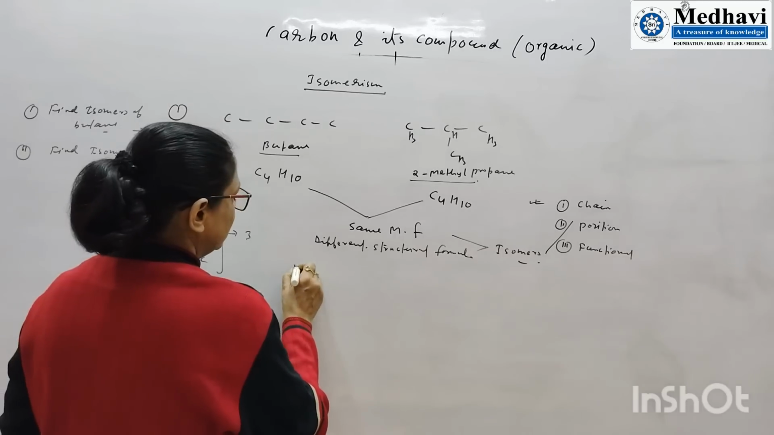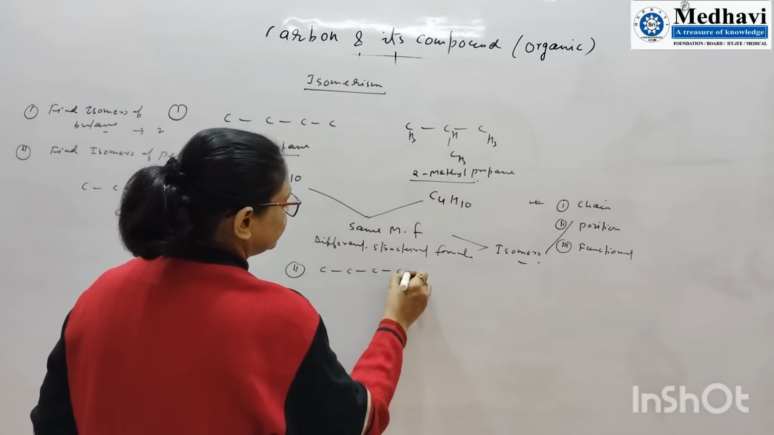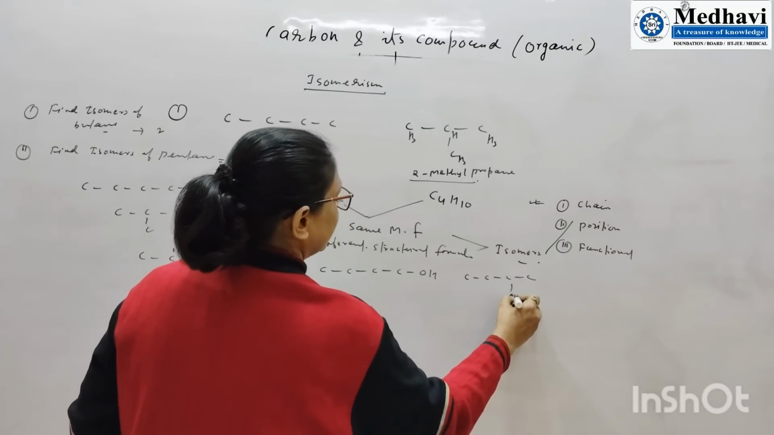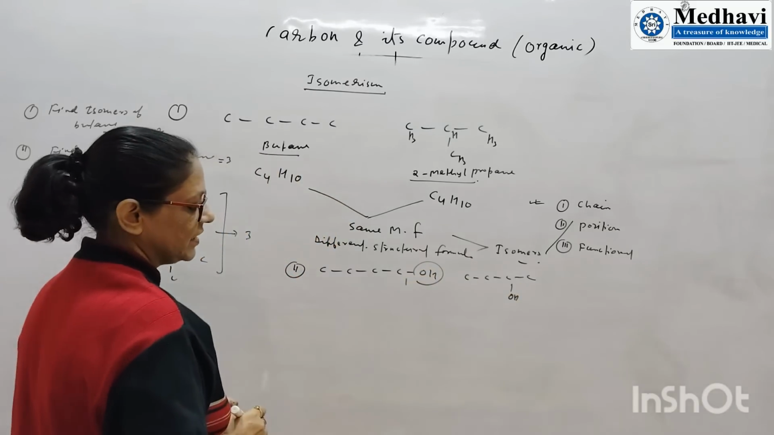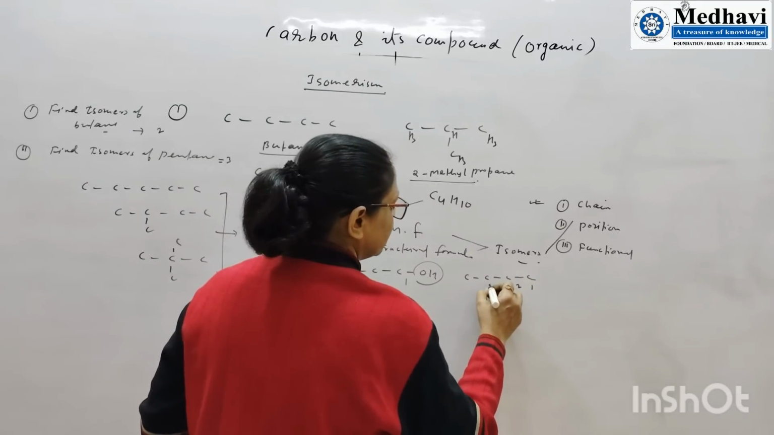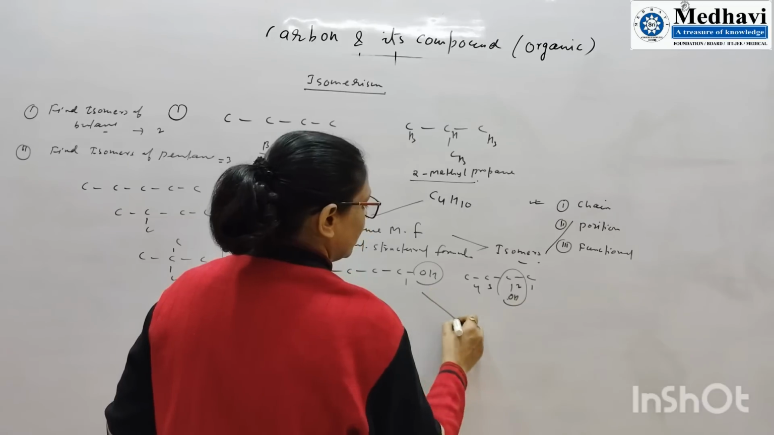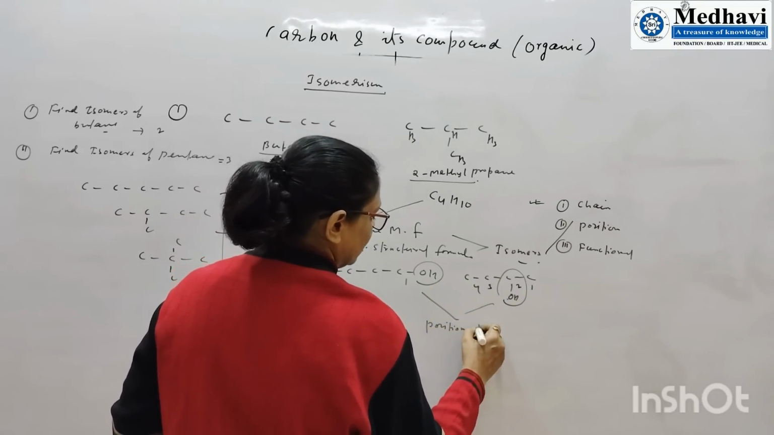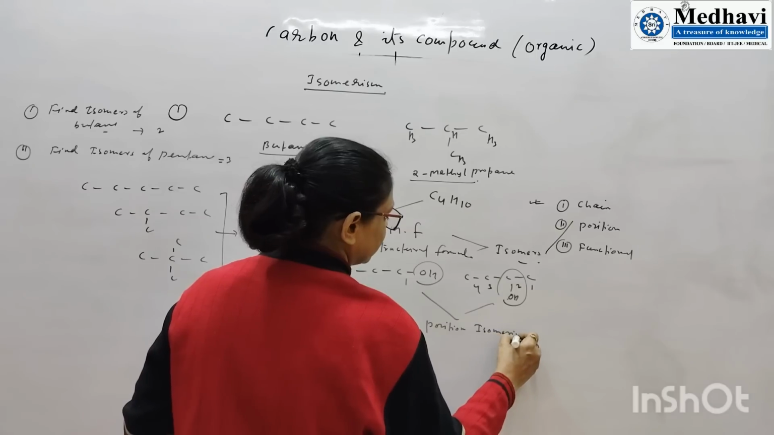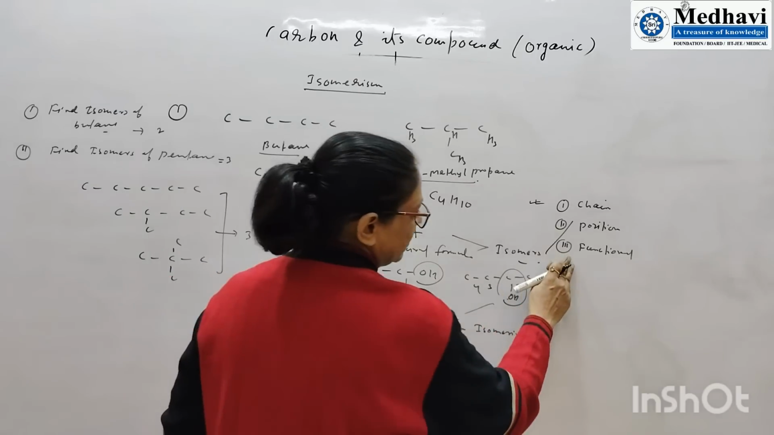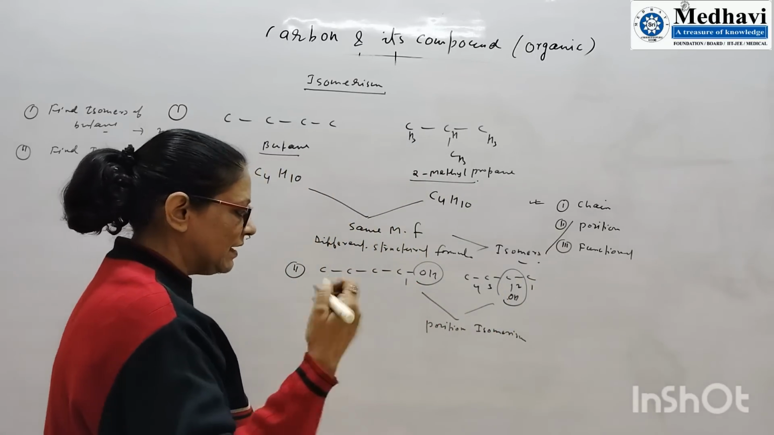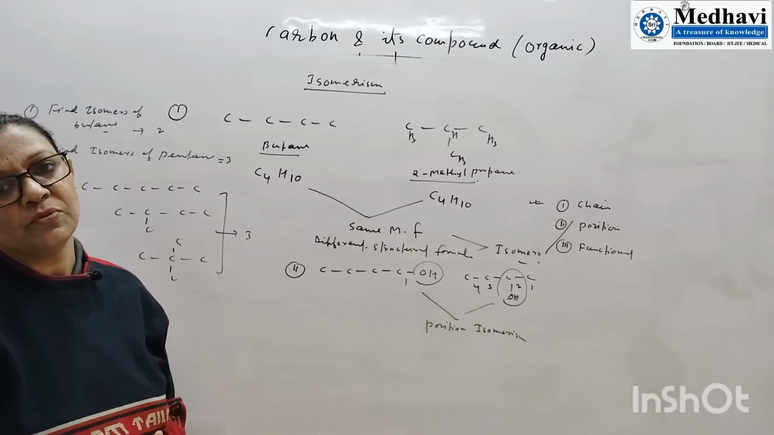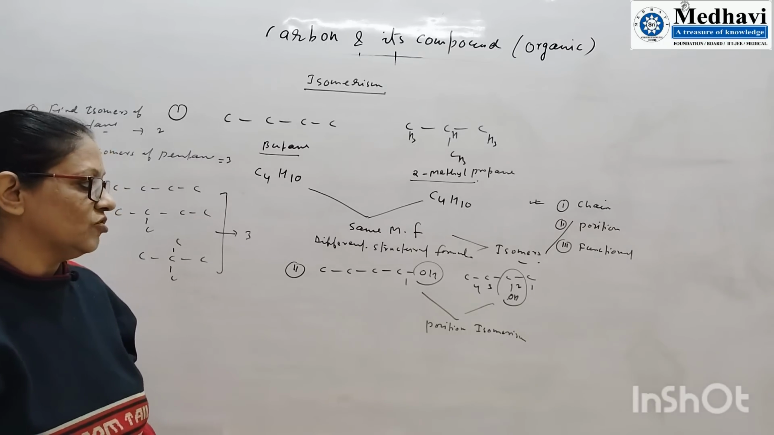Now, second is position isomerism. Suppose this compound. Here, the position of the functional group is the first carbon and here the position of the functional group is the second carbon. So this type of isomerism is known as position isomerism. Very, very important. Functional isomerism is also not in your syllabus, I don't think it is in the syllabus. But I will explain, as I have written it. So position isomerism is changing the position of the functional group and we get isomers.